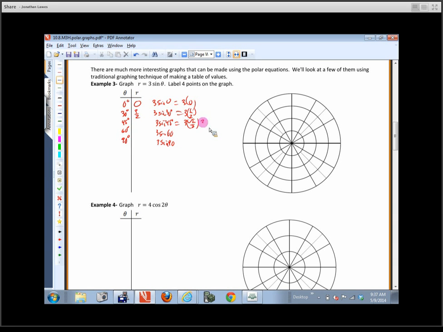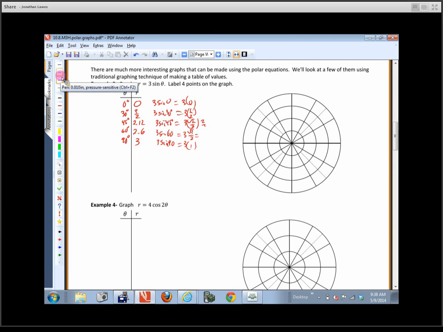Could we get a decimal for that? Three times radical 2 over 2. Should be about 2.12, okay? This is going to be 3 times radical 3 over 2. That's going to be about 2.598. So we'll say 2.6. Okay. And this is 3 times, what's the sine of 90 degrees? 1. So this is 3. Okay. You with me?